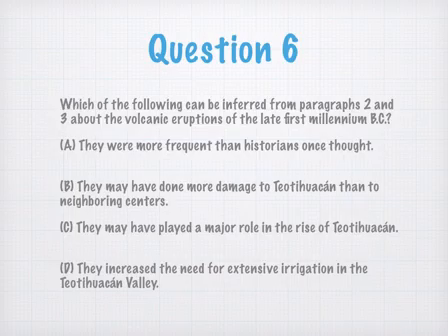So if we go back to question 6, which of the following can be inferred from paragraphs 2 and 3 about the volcanic eruptions of the late 1st millennium BC? Even though we don't actually have the text in front of us, we can take a pretty good guess at what is actually going to be inferred.